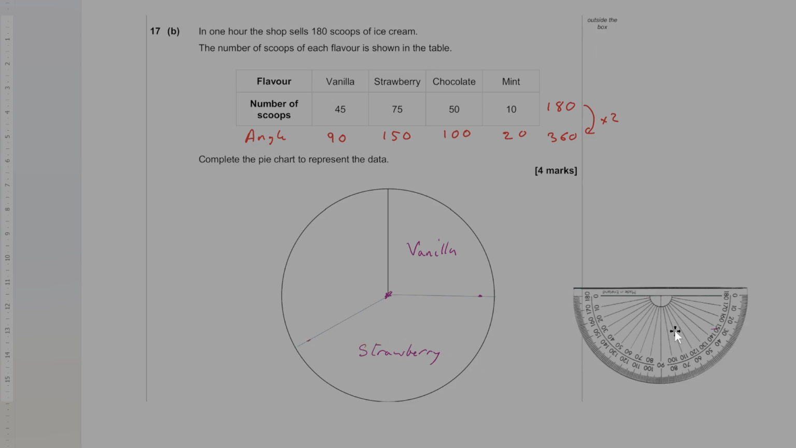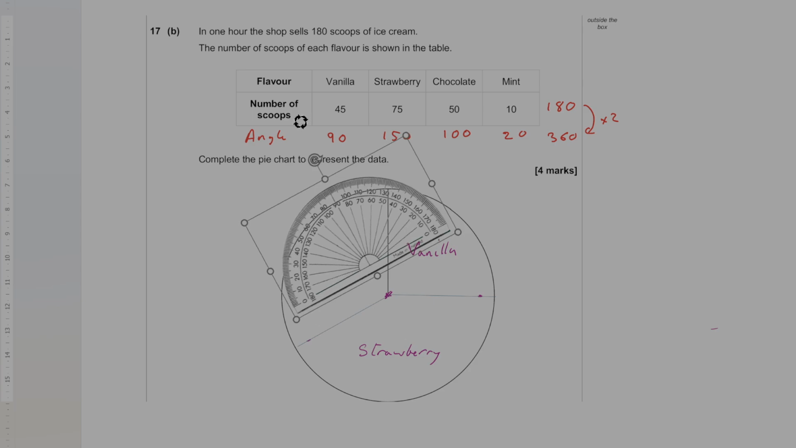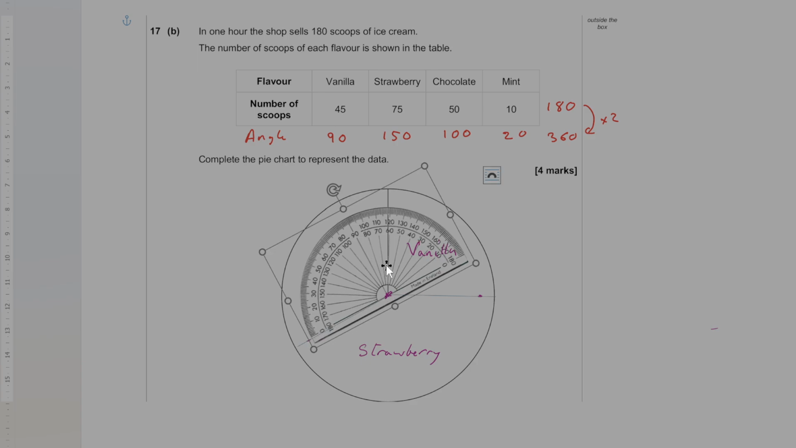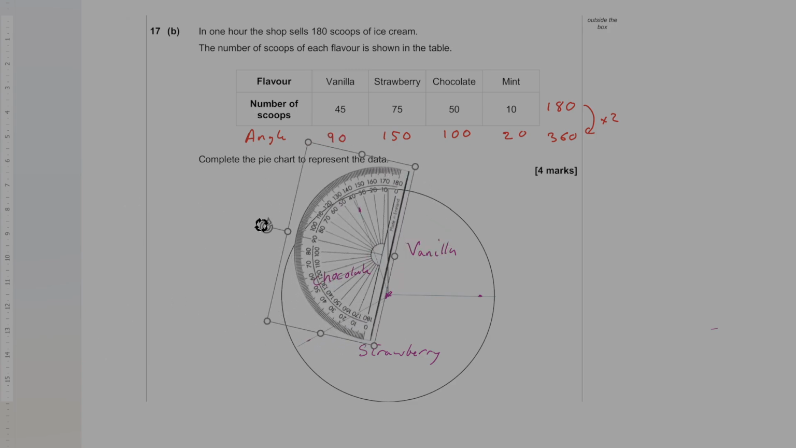And then my next one is a 100-degree angle, so I need to spin my 0 line round there. And I'm measuring 100 degrees, so that's going to be there. Again, a straight line through the center of the angle, through the center of the circle and through the protractor. So that's going to be my next one. It's chocolate. And then provided I've done that correctly, my final angle should already be 20 degrees.